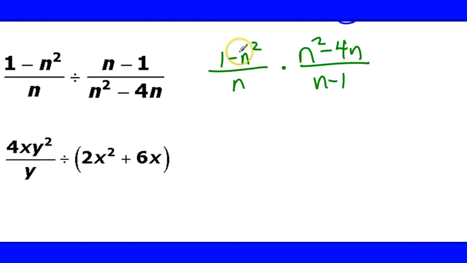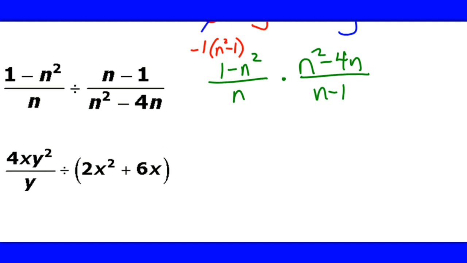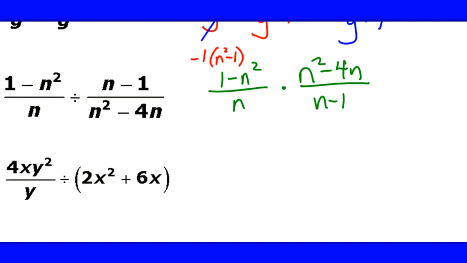I think this looks backwards to me, so I'm going to pull out a negative 1, which is going to make that n squared minus 1. Then I can see that I can actually factor that further. Let me get rid of some of this so I have a little bit of room up here. Okay, so this is going to be negative 1 times n plus 1, n minus 1. I hope you can see how important the factoring is. Okay, here I can take out an n, and that's going to give me an n minus 4.